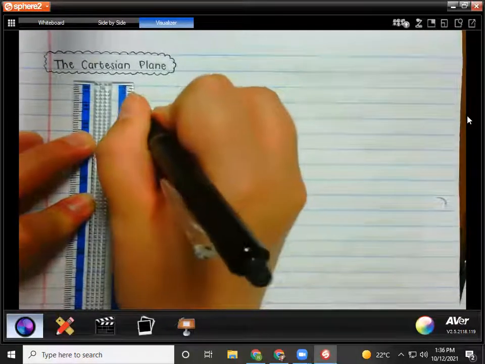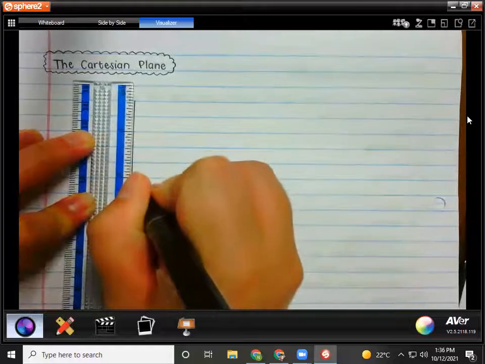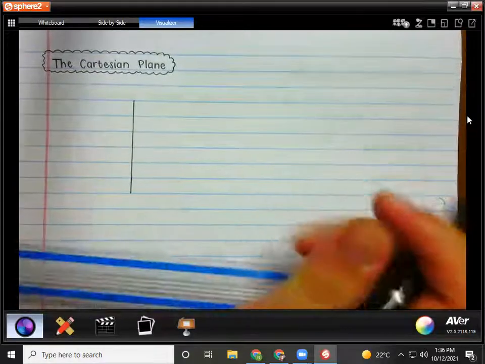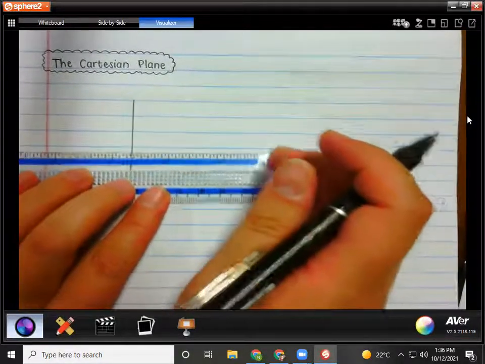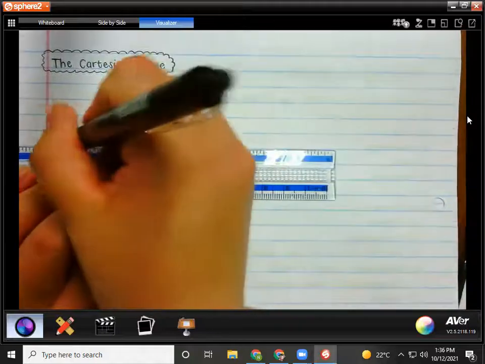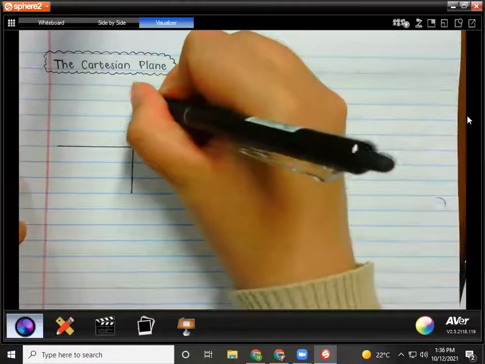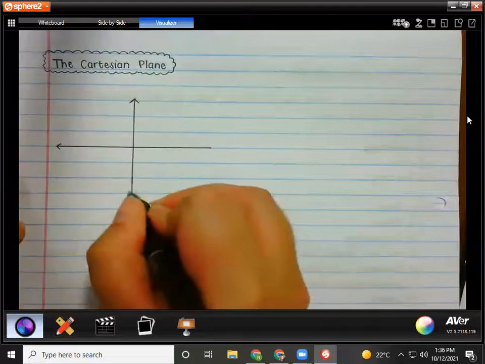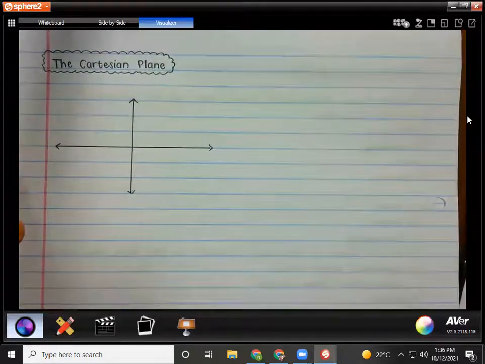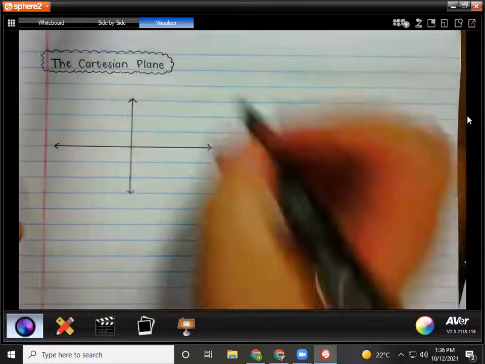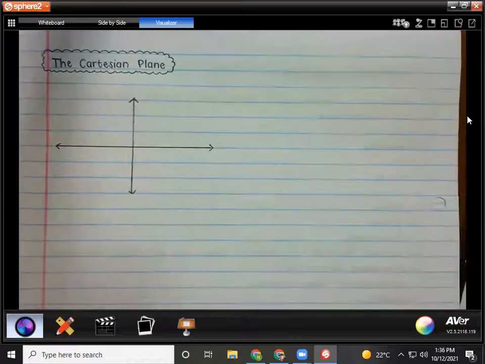All right, so you can just take a ruler and draw a vertical line. Doesn't matter how far down, it's fine. And then you can draw a horizontal line that is cutting that vertical one. I think my vertical line is a bit skew, but it doesn't really matter, it's fine.